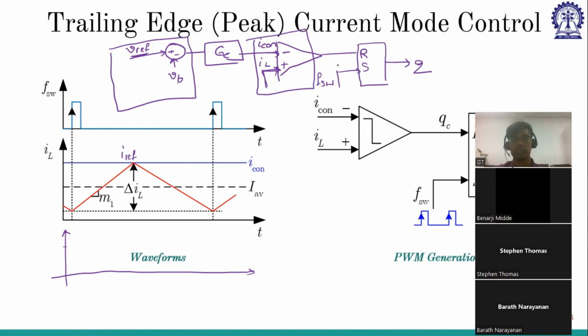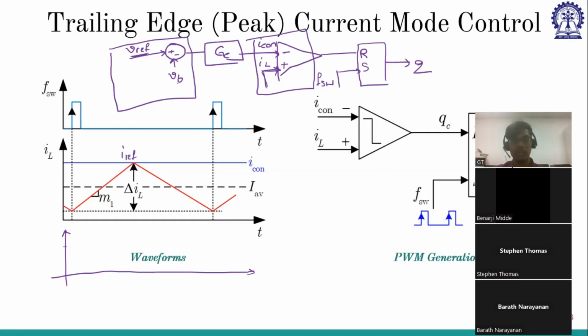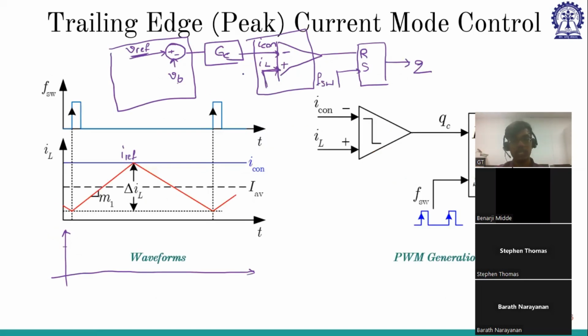Are we subtracting feedback from the reference in the current loop or not? No, not subtraction. We are just comparing it to get the reset pulse. It is analogous to this one, where here you are generating the ramp signal and here you are getting the inductor current. Here the ramp is always fixed from 0 to VM, and only V control is coming from the outer loop, whereas here the inductor current is coming from the circuit.